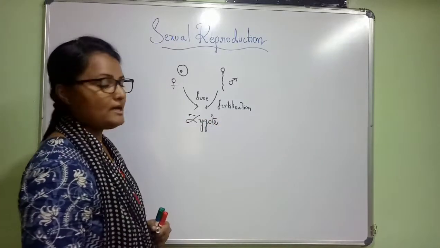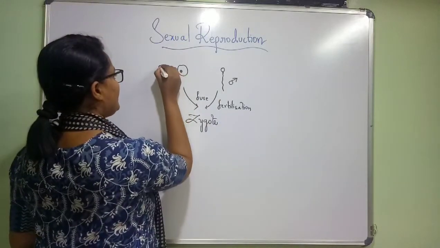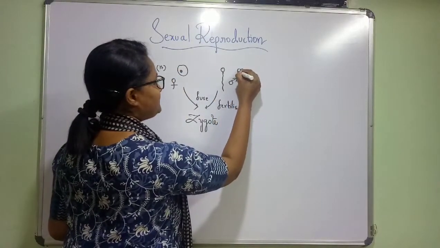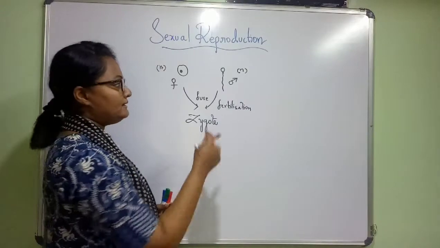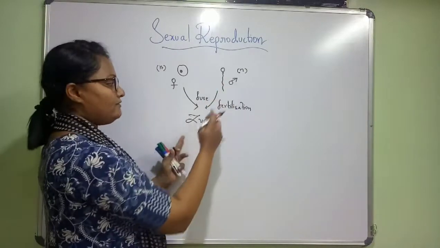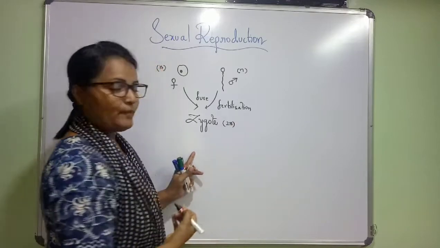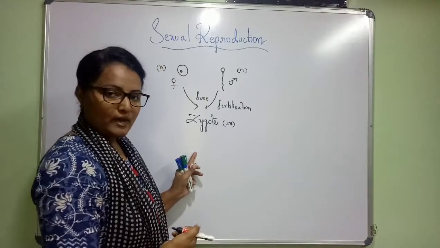Fusion of male and female gamete is called fertilization, and they form a zygote. One more thing, what will be the ploidy of these gametes? Gametes are actually haploid in nature, that is n in number. When they fuse together, the formed zygote is diploid in nature, that is 2n.